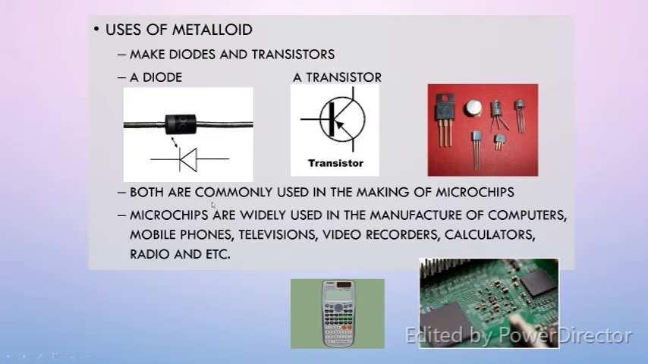Both diodes and transistors are very commonly used in making microchips. And you will find microchips in your mobile phones, televisions, video recorders, calculators, and so on. So many electrical appliances.